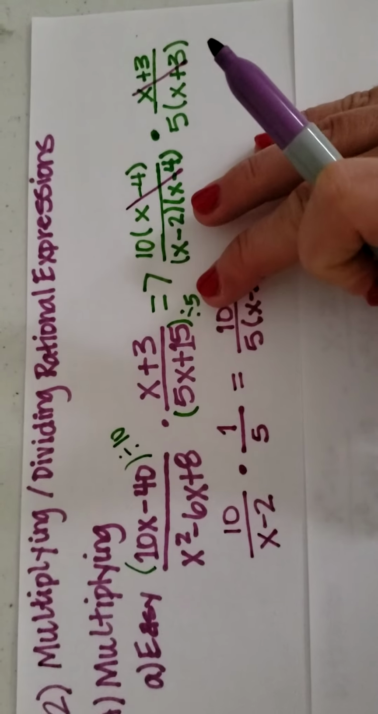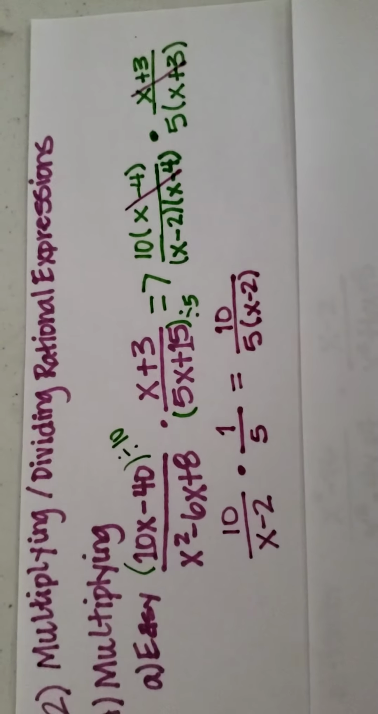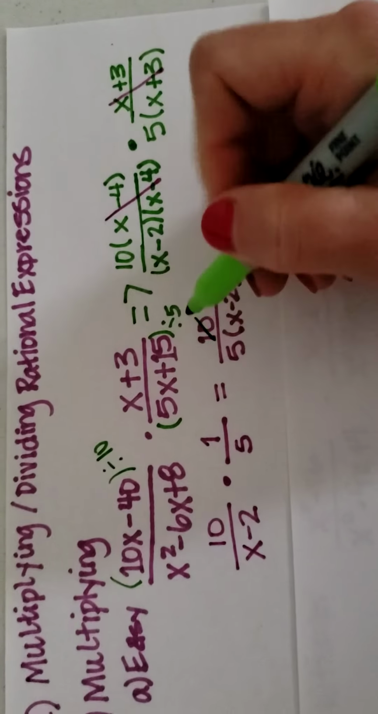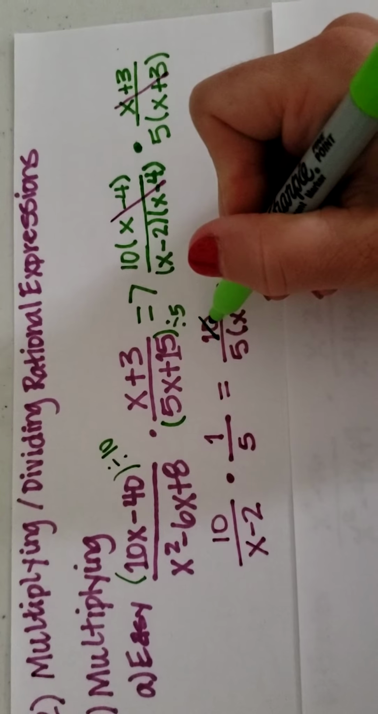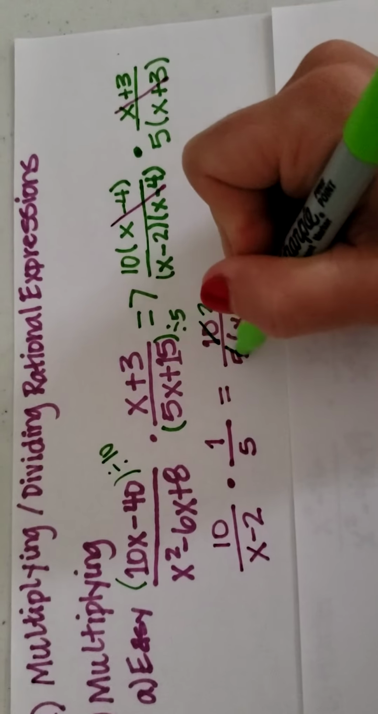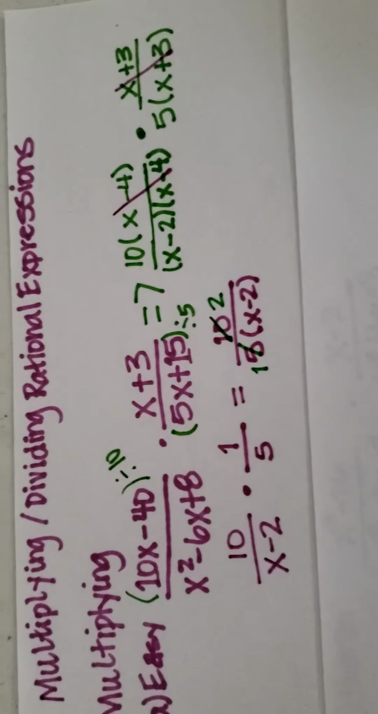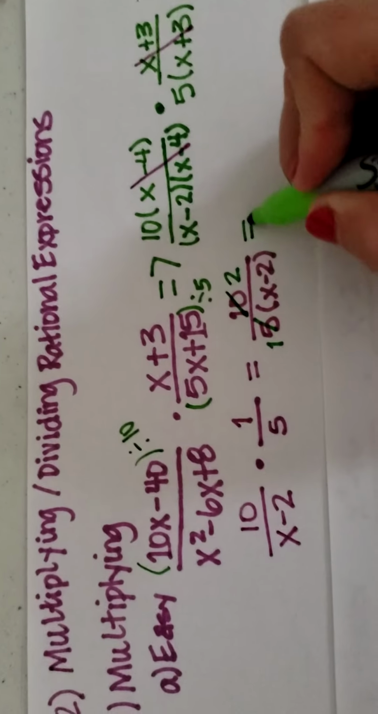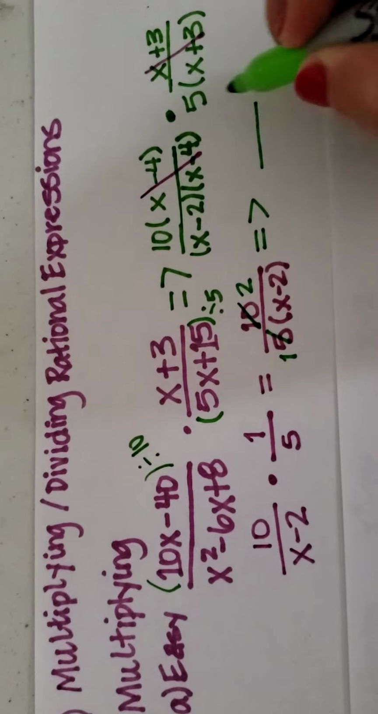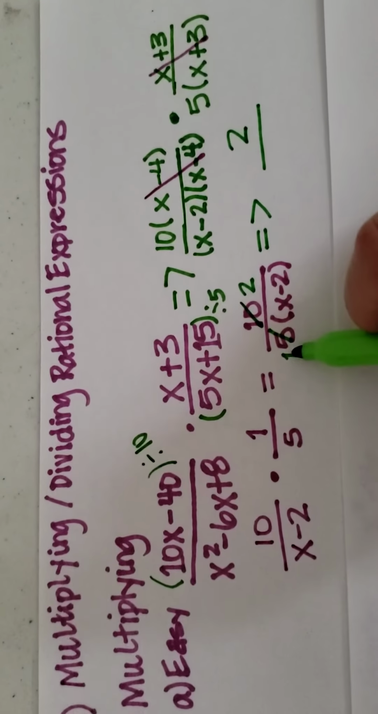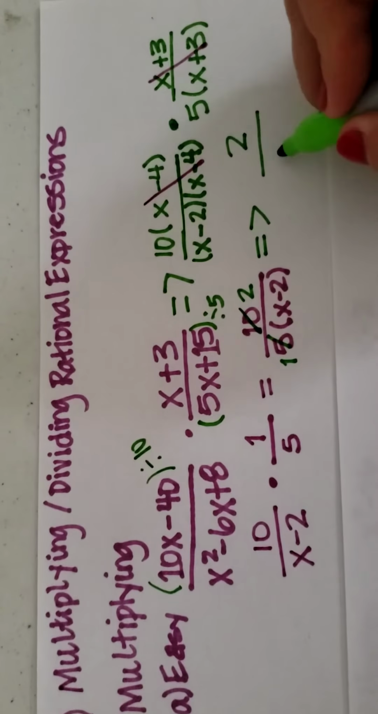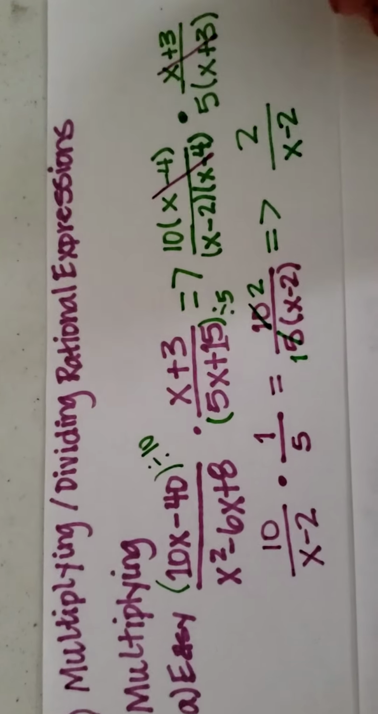I'm looking at this 10 and this 5. I know those are going to reduce because 5 can go into the 10 2 times and the 5 goes into itself 1 time. All right, so if we take a look, what we actually have left is 2, and then 1 times x minus 2 is just x minus 2.